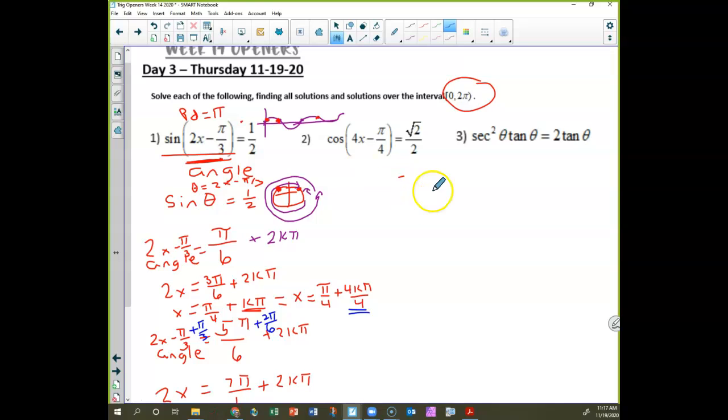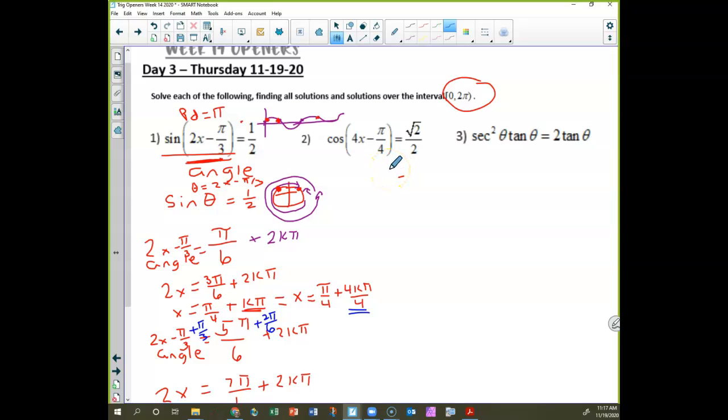Now, number 3, I just have thetas. So I don't have to think of something simpler. But I can't tell you what I'm going to plug in for theta, find the secant of it, square that answer, multiply by the tangent of that angle, and have it equal 2 times the tangent of that angle. I just don't know that answer.